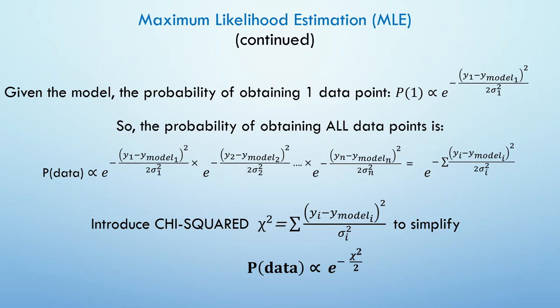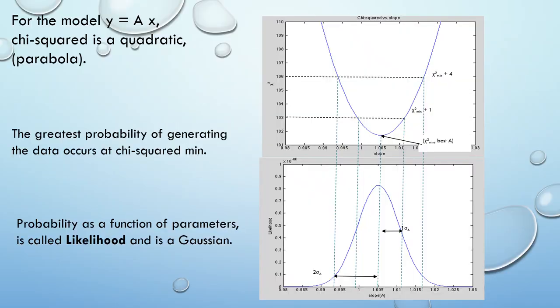Chi-squared min is a valuable quantity. To see why, let's look at the relationship between values of chi-squared and the probability of generating all the data. For the one-parameter linear model, y equals ax, chi-squared is a quadratic, that is a parabola, while the probability as a function of parameter values is a Gaussian. Note the switch in terminology. Probability as a function of parameters is generally called likelihood, not probability. The minimum value of chi-squared, that is the vertex of the parabola, corresponds to the maximum likelihood, that is the peak of the Gaussian. In this example, the best fit slope is the value along the x-axis at the minimum of the parabola.